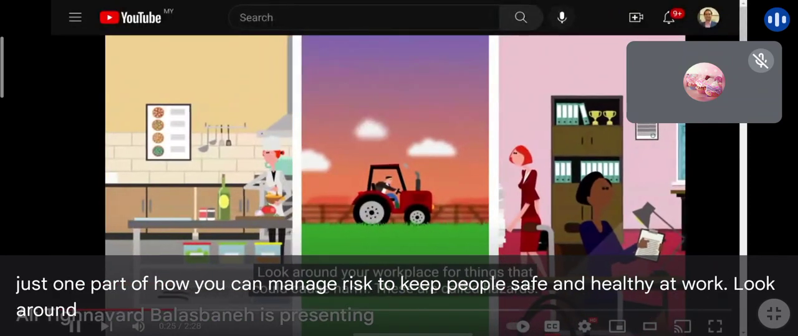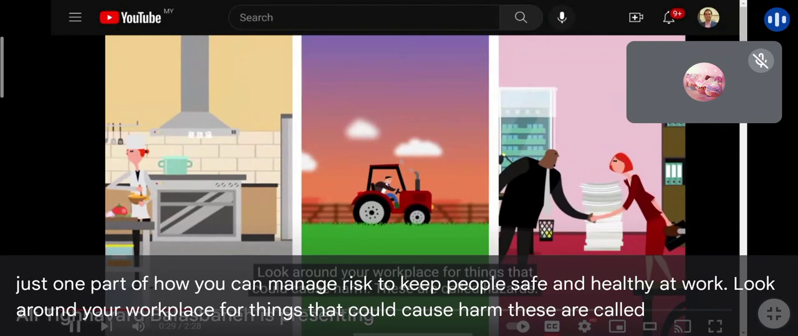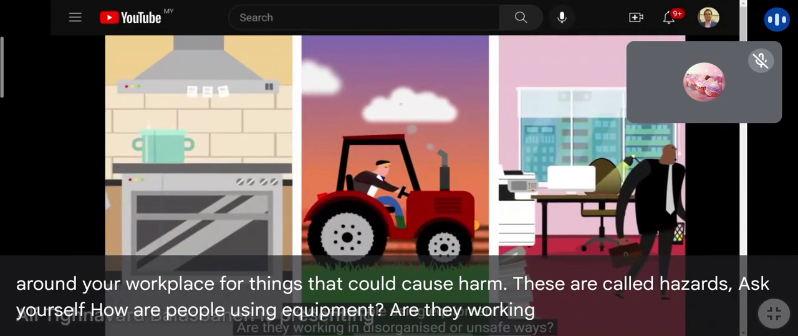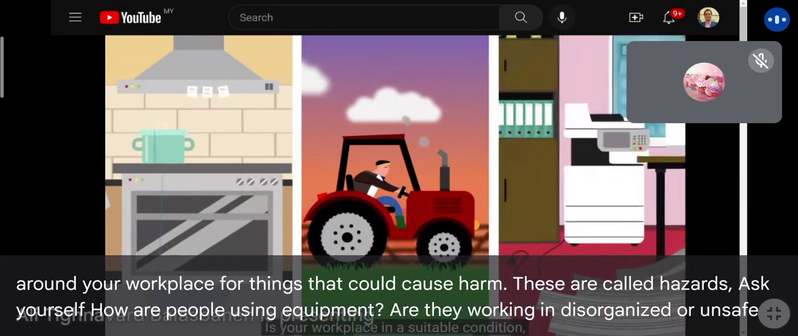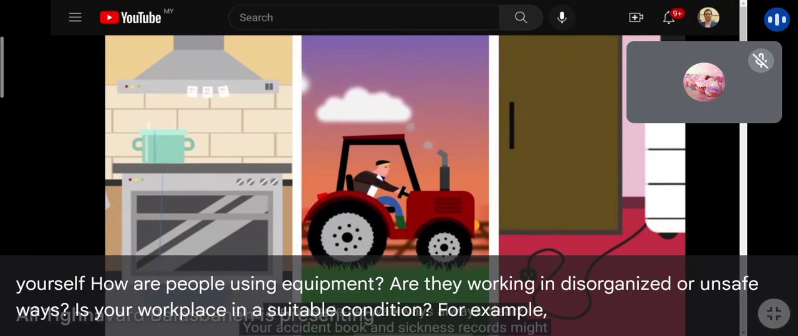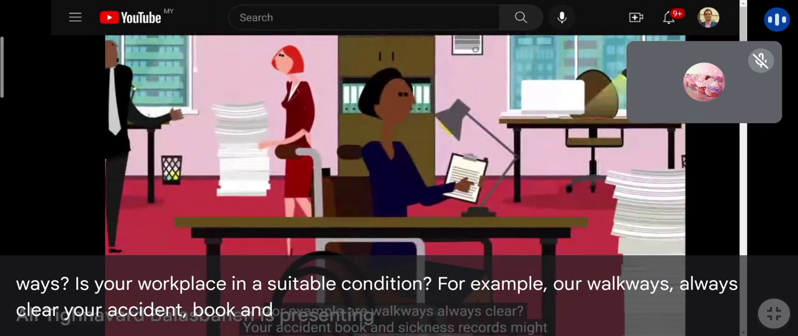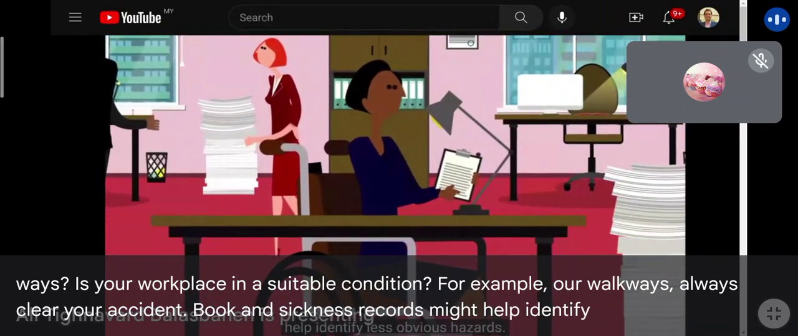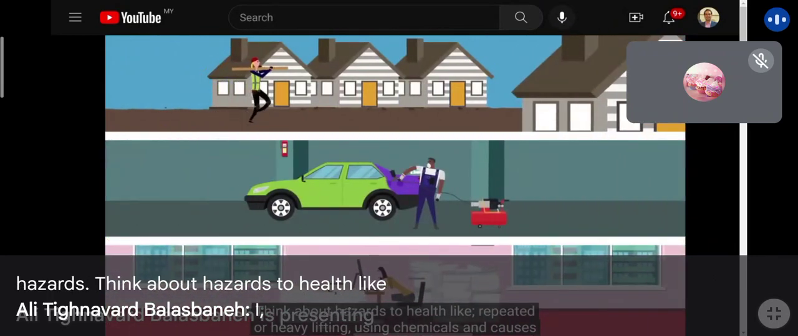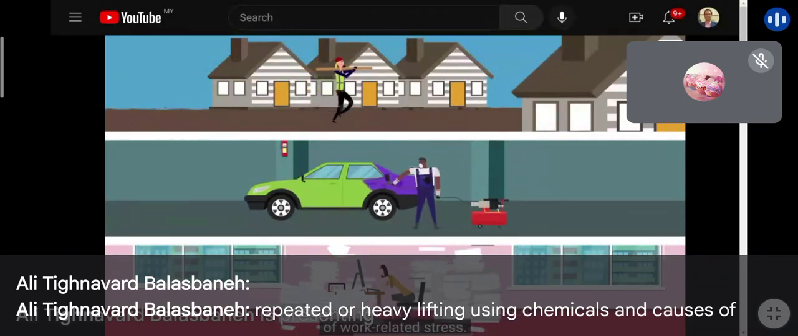Look around your workplace for things that could cause harm. These are called hazards. Ask yourself, how are people using equipment? Are they working in disorganized or unsafe ways? Is your workplace in a suitable condition? For example, are walkways always clear? Your accident book and sickness records might help identify less obvious hazards. Think about hazards to health like repeated or heavy lifting, using chemicals, and causes of work-related stress.